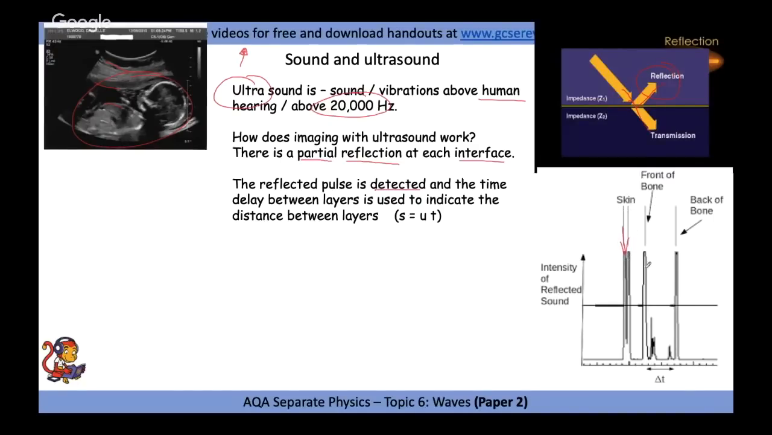So for example, on an oscilloscope, you could see maybe the peak where the skin is reflecting, where the bone is reflecting, and then the back of the bone. We can use the time delay. As long as we know the speed of the waves through that, we can work out the distance between the layers, and that can build up a lovely picture for us. So we get fuzzy images, but they're really safe. And if you think about comparing it to X-rays, that's going to be really important with fetuses.